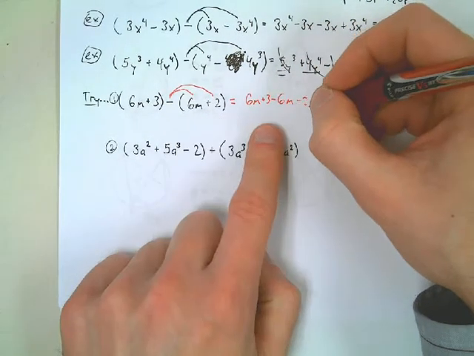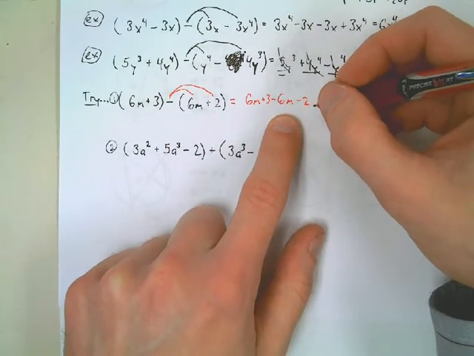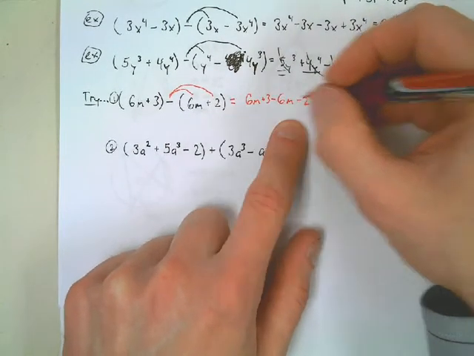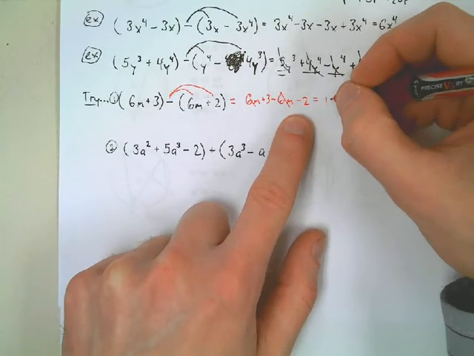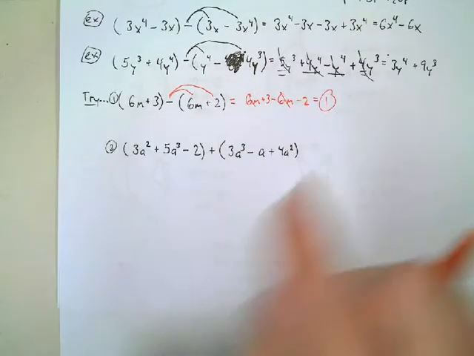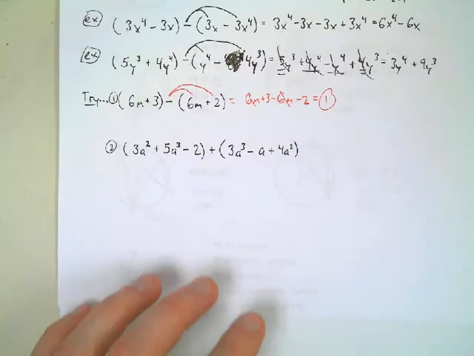6m take away 6m, it cancels out. It's 0. Yeah, those cancel out. And so then it's just really 3 minus 2, which is just 1. So sometimes, folks, we can start out with variables, but then they disappear. So here in this case, we're just left with 1 because 3 take away 2 is 1. Okay? That one was a funky one.